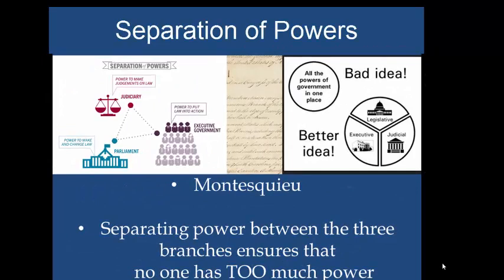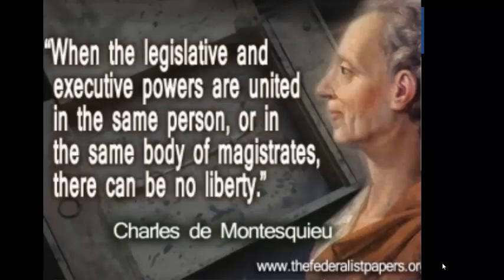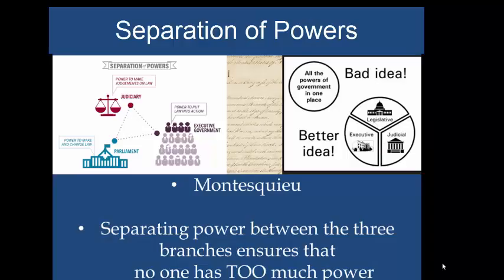The next principle of the Constitution is separation of powers, and we learned about this when we discussed the French Enlightenment philosopher Montesquieu. Montesquieu suggested breaking down the powers that had previously been held by kings for the most part, and those powers are to make laws, enforce laws, and judge laws. And this was a huge change when we created the three branches.